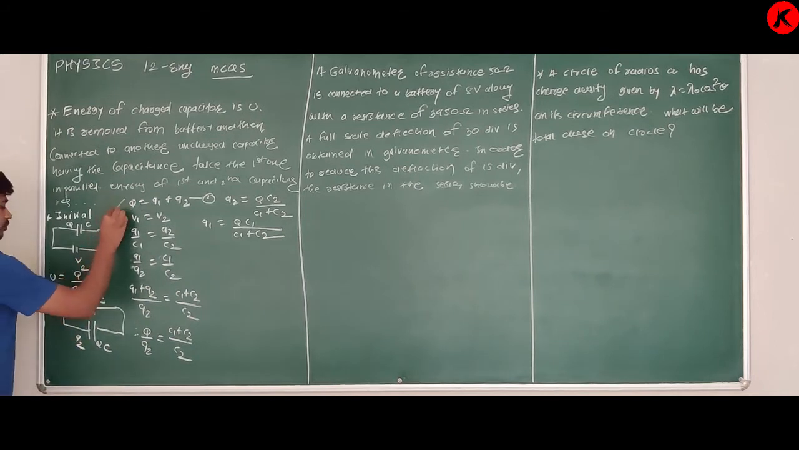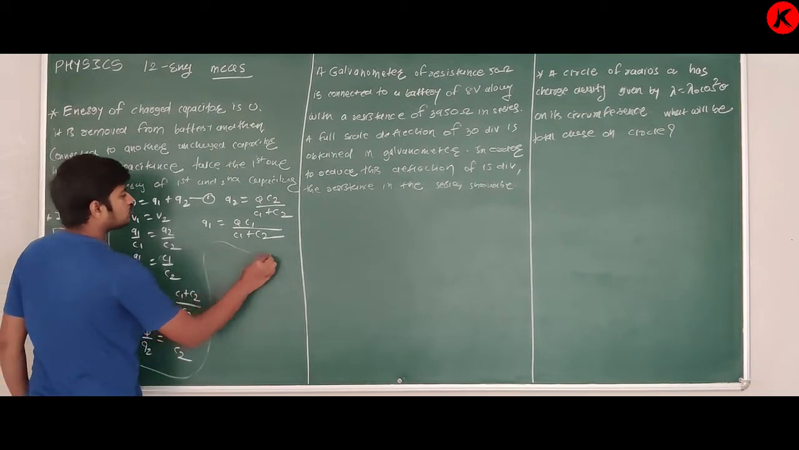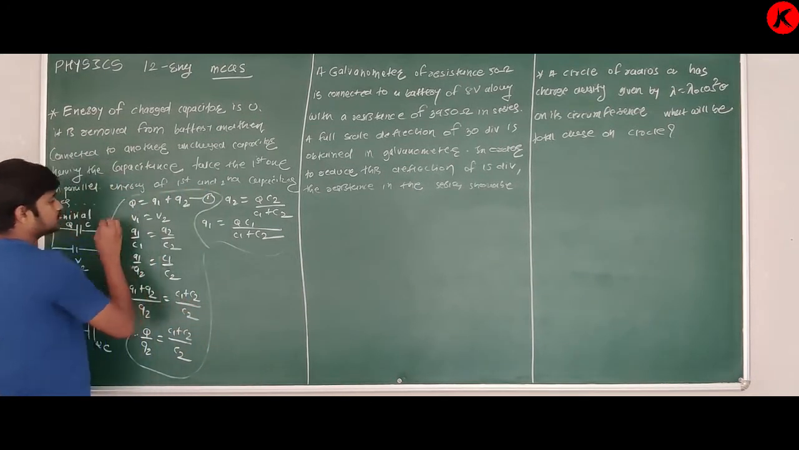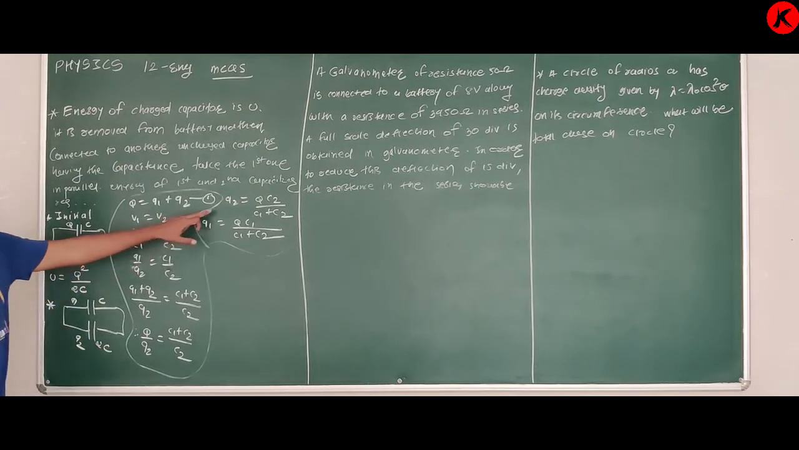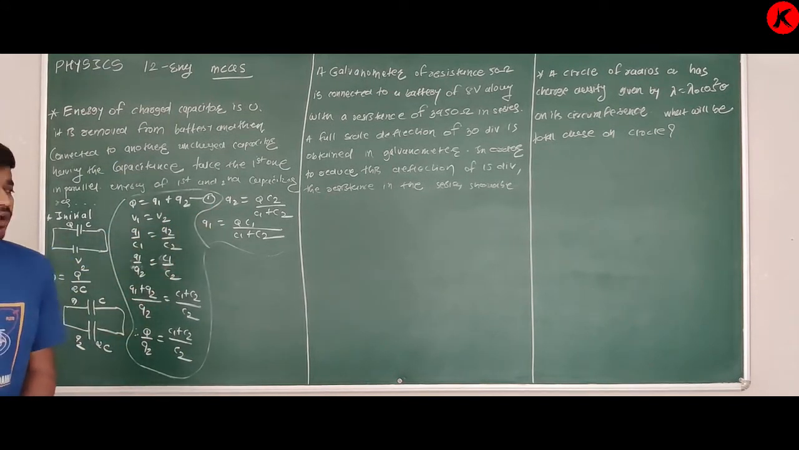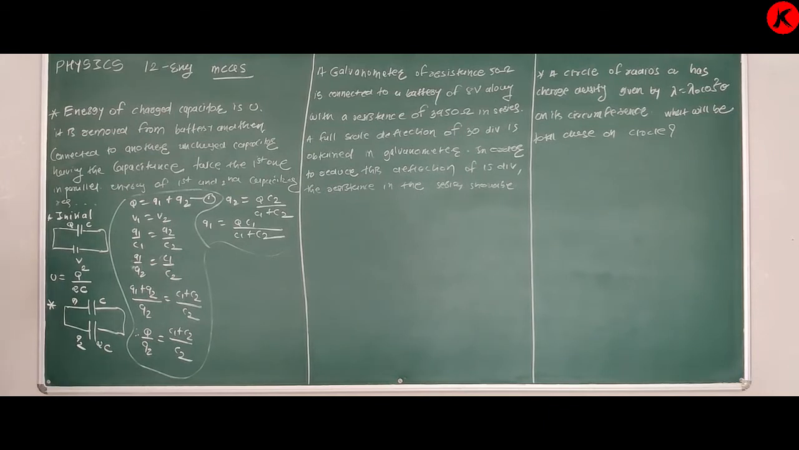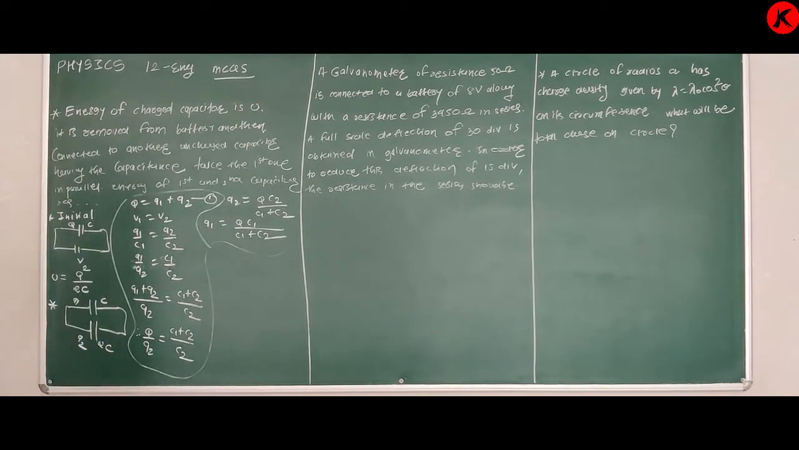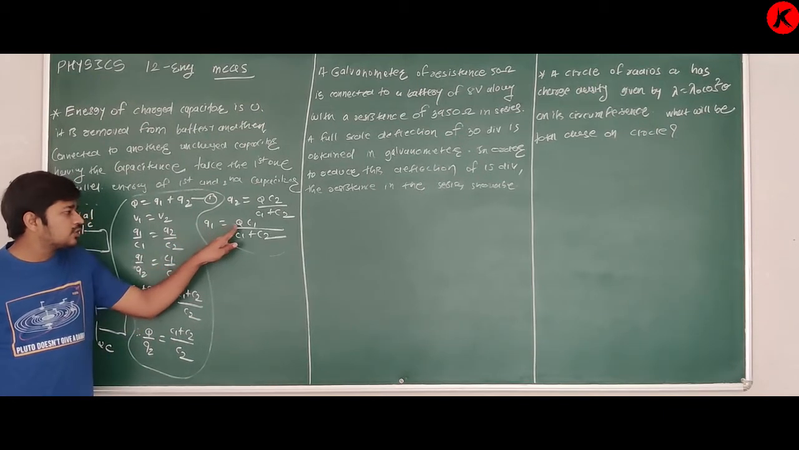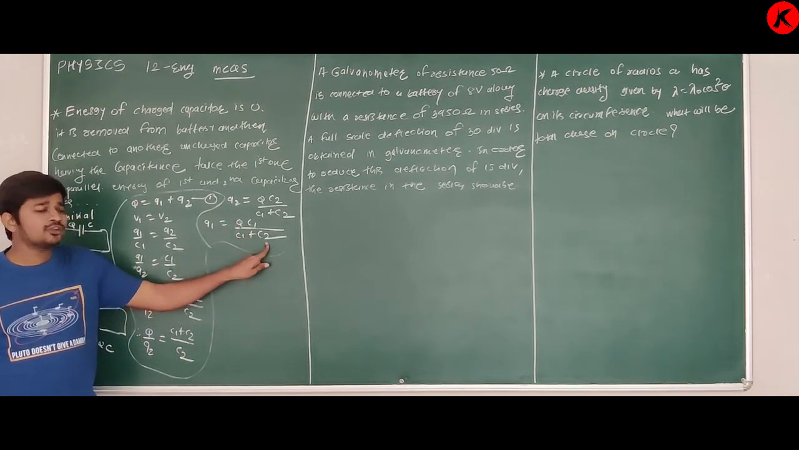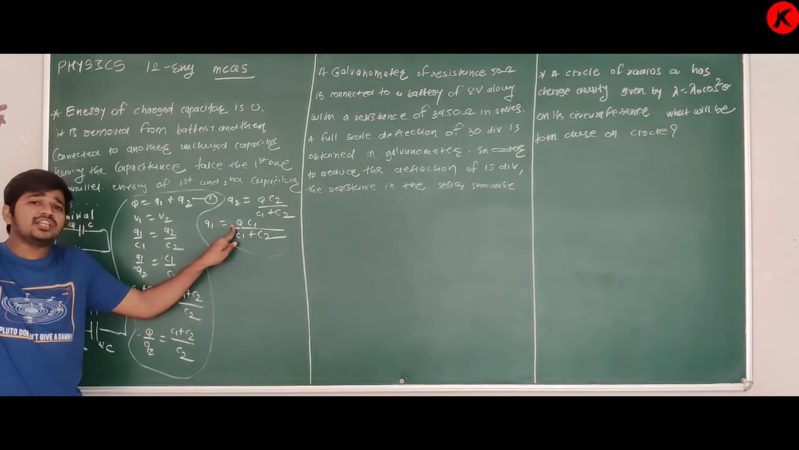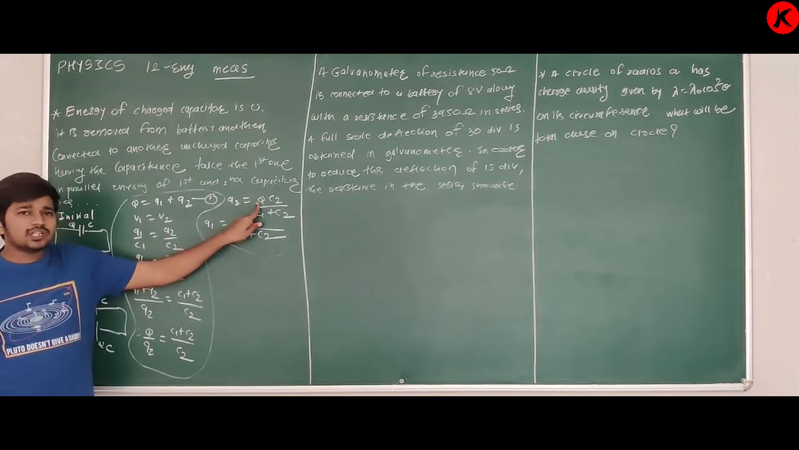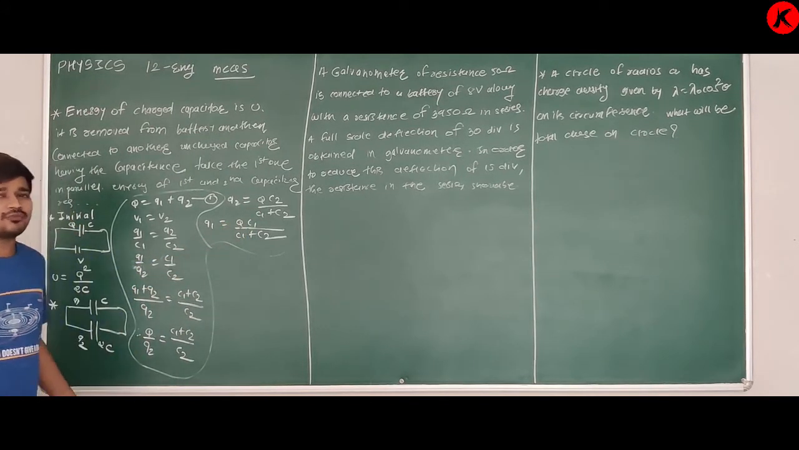See, you do not have to write this derivation every time. You can remember these two equations directly. Whenever two capacitors are connected in parallel, the charge on each capacitor after connection is Q1 equal to Q C1 upon C1 plus C2, where Q is the total initial charge and C1, C2 are the capacitances of the capacitors.